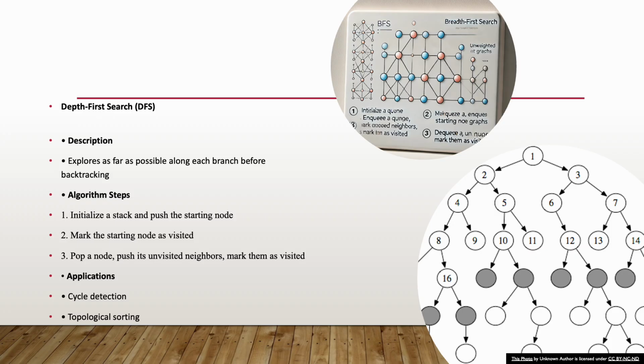Depth-first search, or DFS, explores as far as possible along each branch before backtracking. It's useful for tasks such as detecting cycles, performing topological sorting, and finding connected components. Depth-first search involves initializing a stack, marking the starting node as visited, and then popping nodes to explore their unvisited neighbors. It's commonly used in applications such as maze solving and web crawling.